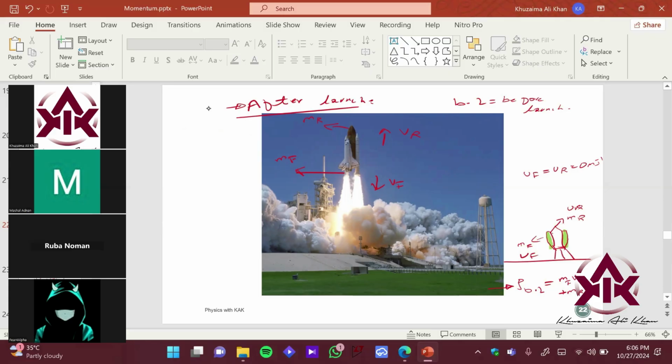So the fuel is basically moving with the same speed as the rocket is accelerating upwards. Since velocity is a vector quantity, it has a positive and a negative direction. If I talk about the y-axis, this is positive y and this is negative y. So the up direction is positive and the downward direction is negative. Now let's apply the equation after launch and see what happens.